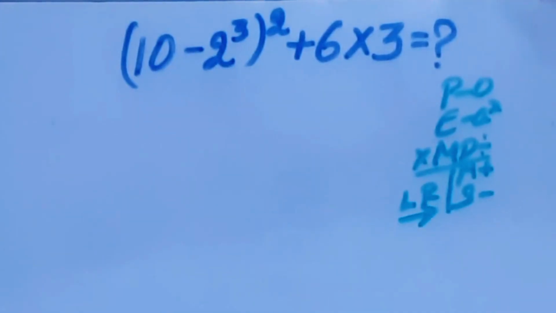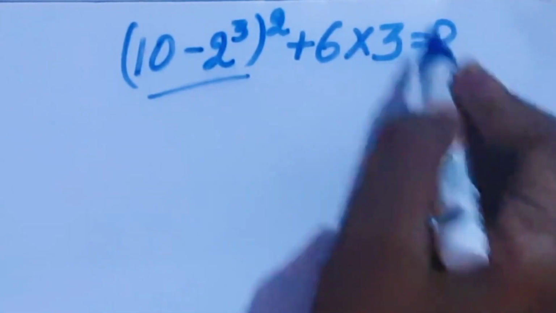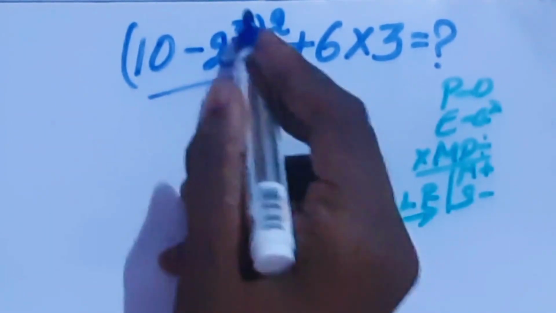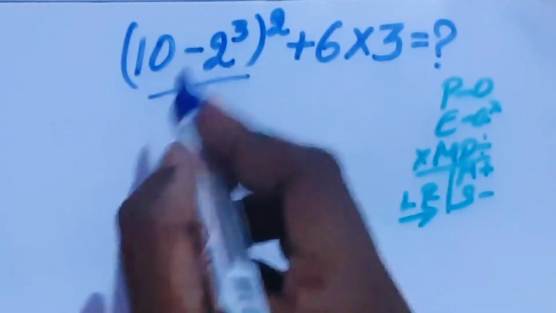Yes, for this order of operations PEMDAS, the bracket is higher priority. So we have to do this bracket before this operation. Here we have a subtraction and exponent. Here exponent is higher priority than this subtraction. So we have to do this exponent before this subtraction.